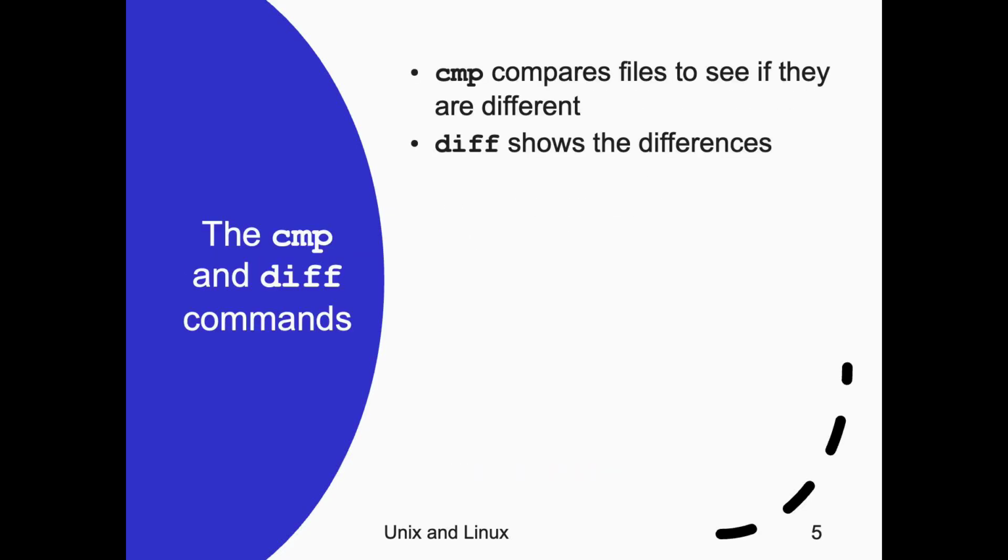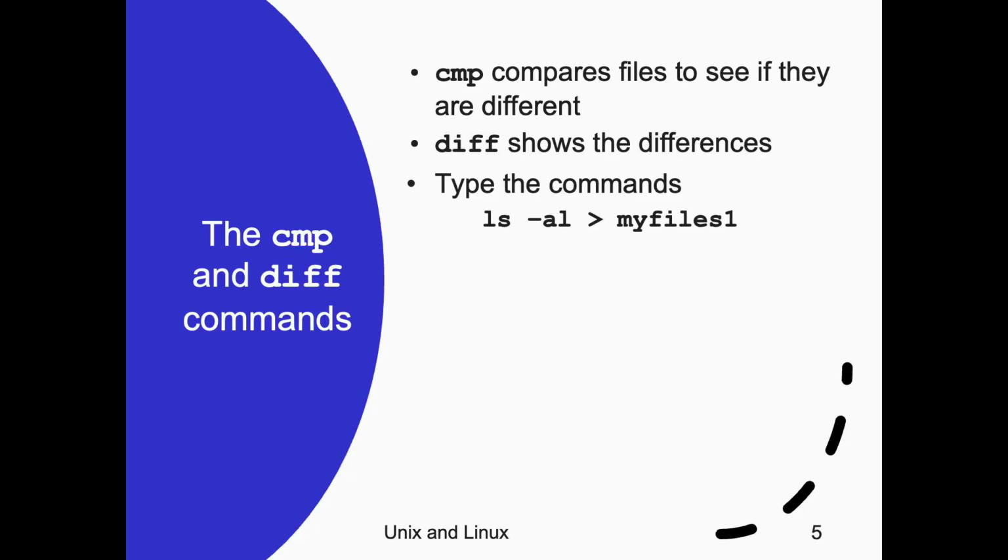To check to see if files are different, you can use the cmp command, which performs a binary comparison and reports if files differ, and if so, where the first difference occurs. Then we have diff, which shows exactly what lines differ and how to change one file to match another.